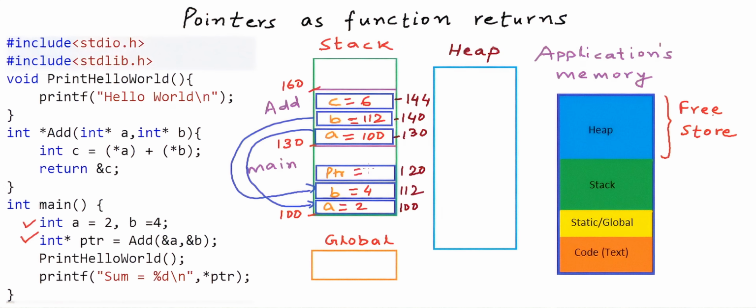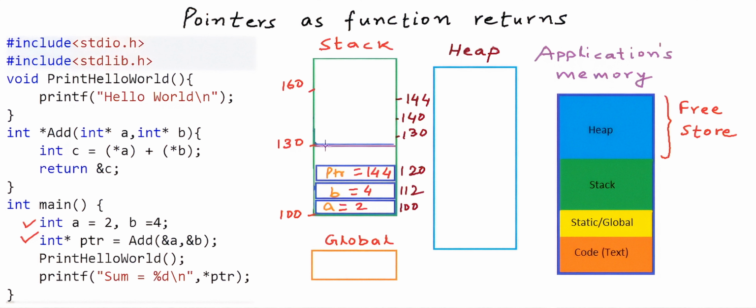So this ptr will be 144, and now the memory that is allocated to the add function will be deallocated. Now this memory above address 130 can be used for other function calls, and even though this variable ptr stores the address 144, the address of this particular block, it kind of points to this particular block. The data here is not guaranteed because this memory has been deallocated.